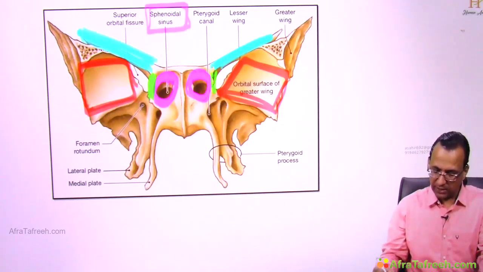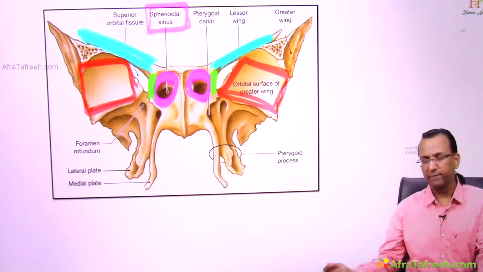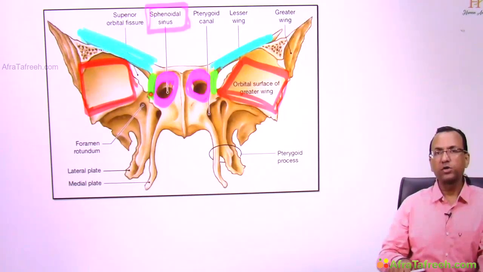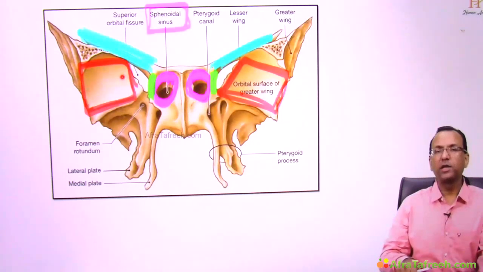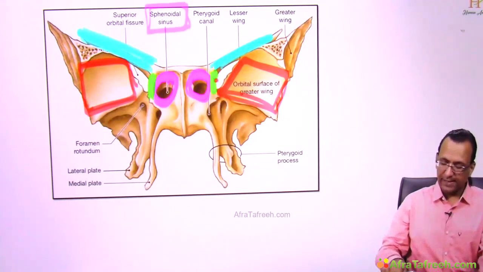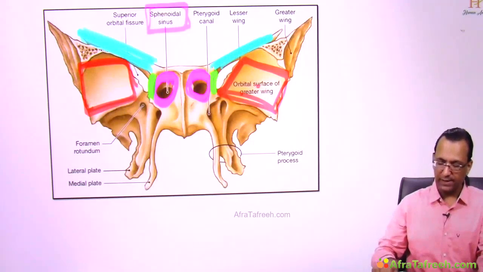So sphenoid bone has 3 contributions to the orbit. Body of sphenoid is medial wall of orbit. Roof is the lesser wing of sphenoid. Lateral wall is greater wing of sphenoid. What are the other bones contributing to orbit? That we'll discuss later. Just remember this. Body of sphenoid is medial wall of orbit, roof is the lesser wing of sphenoid, lateral wall is the greater wing of sphenoid.